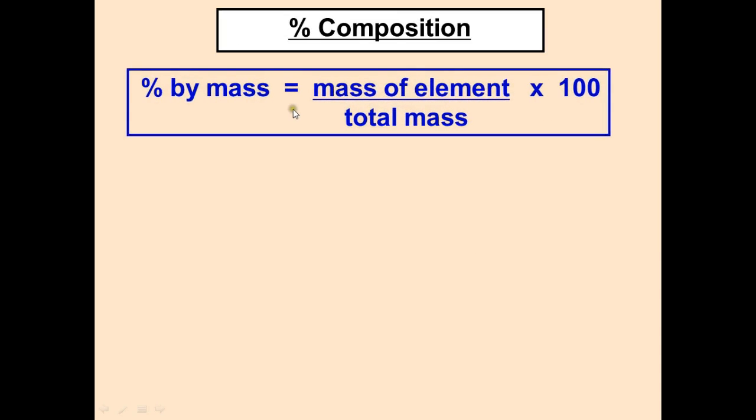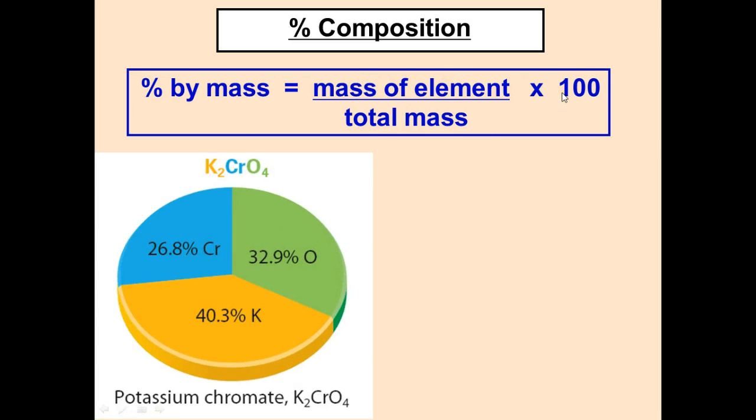So percent composition, by mass at least here, is calculated by dividing the mass of the element by the total mass of the whole compound times 100 to get a percent. This diagram shows us the percent composition of potassium chromate, which is K₂CrO₄.